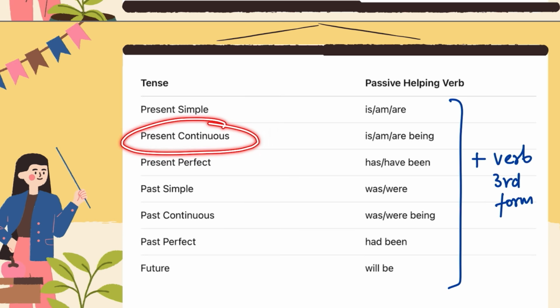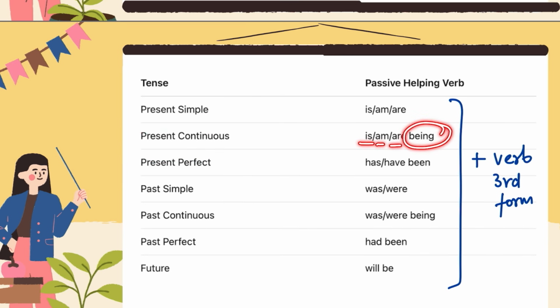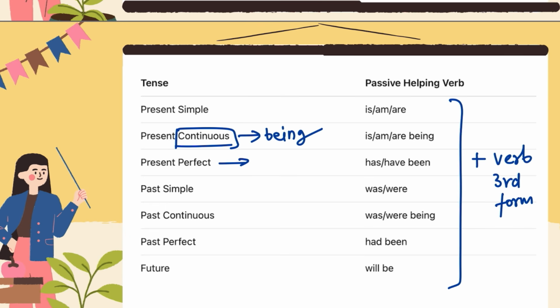Now present continuous: is or am or are plus being. In the case of continuous, you will always be using being. Then present perfect: has or have and been. For perfect, you will always use been. Then past simple: was or were. Past continuous: was, were, being. See again, past perfect: been. For future: will be.